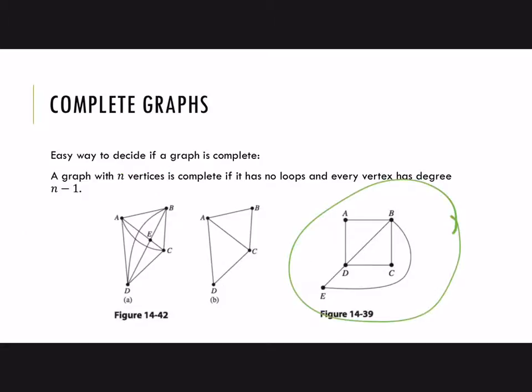Okay, how about figure 1439, this graph? There are 5 vertices, so there should be degree 4 for each vertex. And right away I can tell that that's not the case. A and C, for example, are only degree 2, so this is not a complete graph.